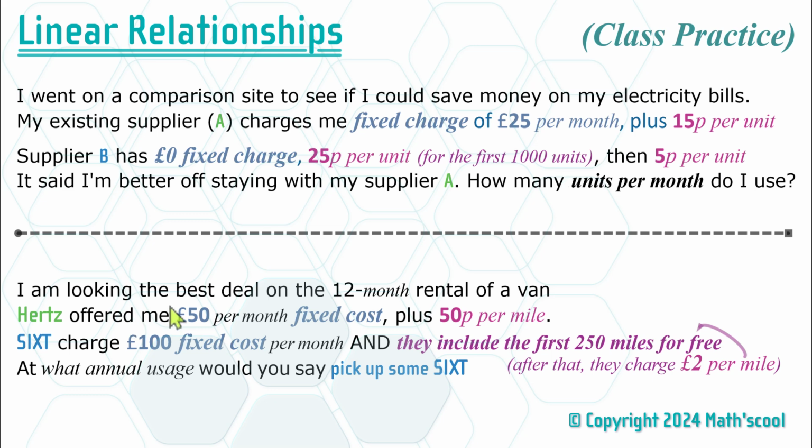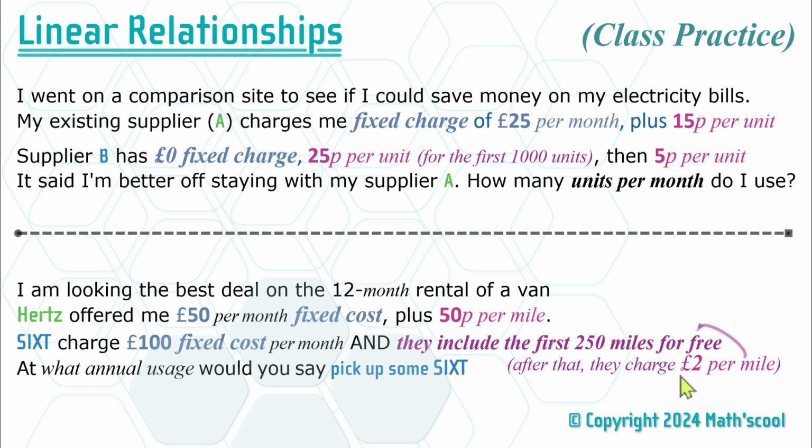I'm looking at the best deal on a 12-month rental of a van. Hertz has offered me £50 per month plus a fixed cost of 50p per mile. Six charge £100 fixed cost per month, and they include the first 250 miles for free. After that, they charge £2 per mile. What annual usage would you say to use sixth?